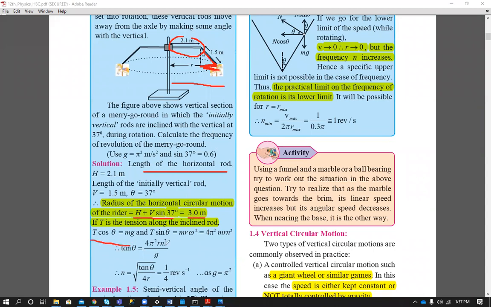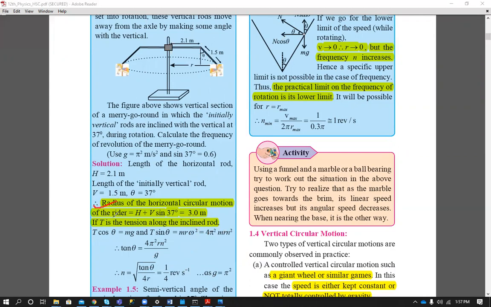By geometry, T cos theta will be mg and T sin theta will provide the necessary centripetal force, as we have seen in the conical pendulum. So dividing both, you find tan theta, or you can apply the conical pendulum frequency formula directly. But they divided, found tan theta, and replaced omega with 2 pi n. We know that omega is 2 pi upon capital T, or replace 1 by T with n. Omega is 2 pi n. Because we have to find the frequency, adjusting this, you have to get n. So just solve it.